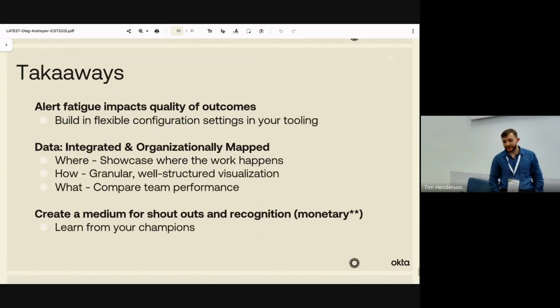So, final takeaways: alert fatigue really impacts the quality of the outcomes, so build flexible configuration settings into your tooling. It's imperative to use data and show the data, broadcast it out, the what, the how, the where. Pictures are worth 1,000 words, so make it really easy and digestible, not just for engineers, but for TPMs, everyone that can look at these dashboards. The more eyes, frankly, the better. No one wants to be in last place, competition. And then create a medium for shout outs and recognition. If you have some money that you can take from your VP, please do that. That's a wrap.